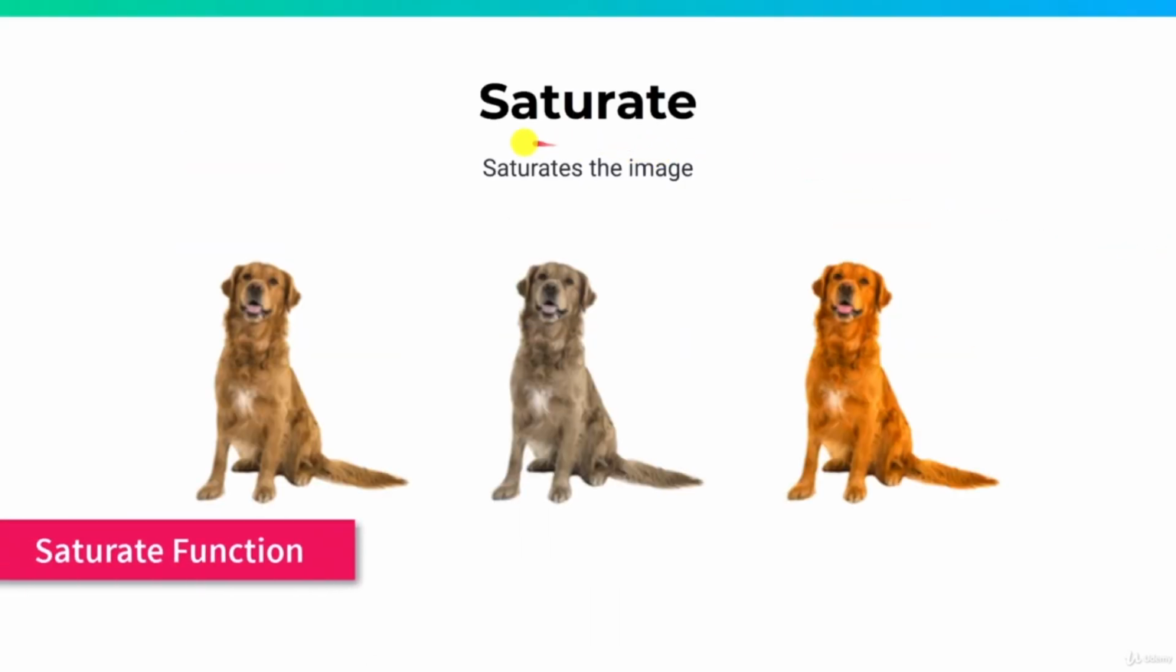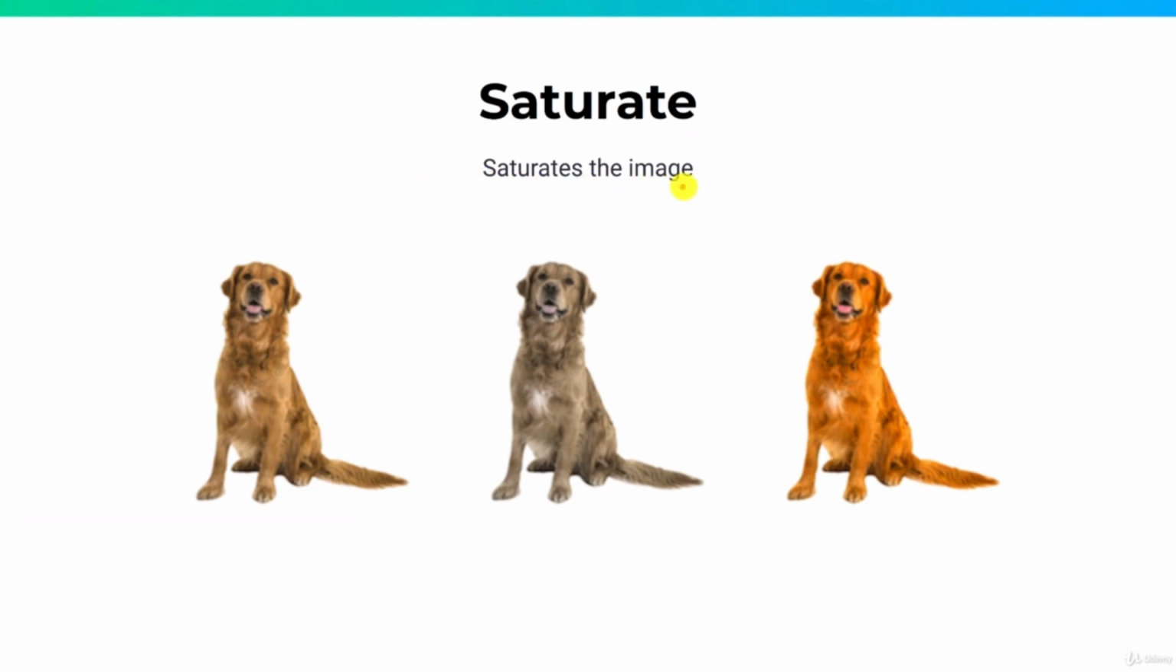So in this video, we're gonna talk about the saturate function in CSS image filters, which allows you to saturate the image. So here's a demo. This is the original image which has 100% saturation, and 100% is the default value of the saturate function. But what happens if you go below 100%? Well, in that case, you will desaturate that image. In this case, this image has 50% saturation, which resulted in a desaturated image.